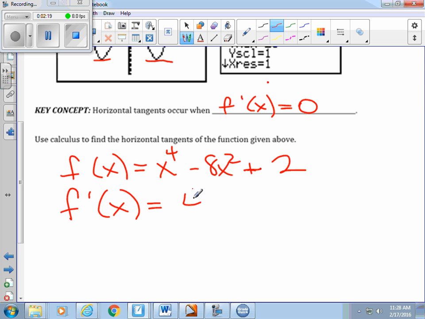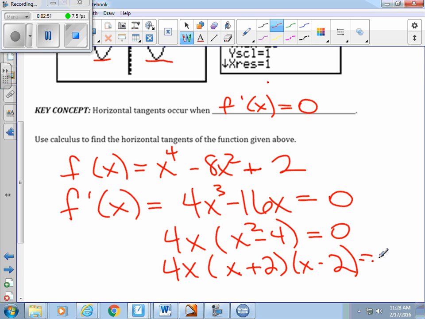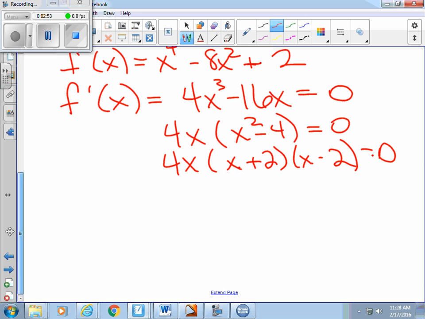4x cubed minus 16x. Okay, any questions so far? Can I set that equal to 0? Yes. Factor? Good. X plus 2, x minus 2? Yes. So, where do those horizontal tangents fall at? There's 0, negative 4, 4.